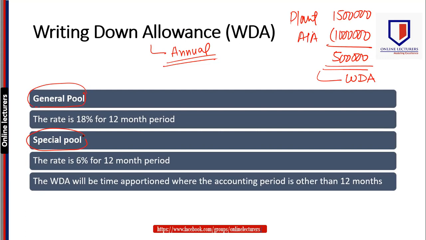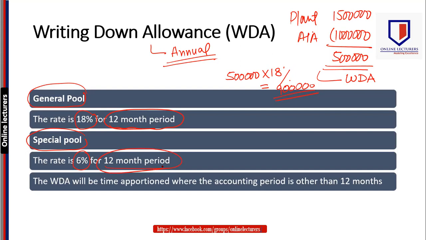You might get some general pool item, or you might get some special pool item. If your concerned plant and machinery is part of the general pool, then you can get 18% per annum WDA each year, in the first year as well as in the subsequent years. So in the above example, the 500,000 will qualify for an 18% allowance, that is 90,000, assuming that particular asset was part of the general pool. Later on, we will discuss how we can classify an item as a special pool item or a general pool item. There is no classification of general pool items; rather, if it is a special pool item, then we throw it in the special pool. Otherwise, it will be part of the general pool. What is the difference between the special pool and the general pool? The rate of WDA is only 6% for a 12-month period.